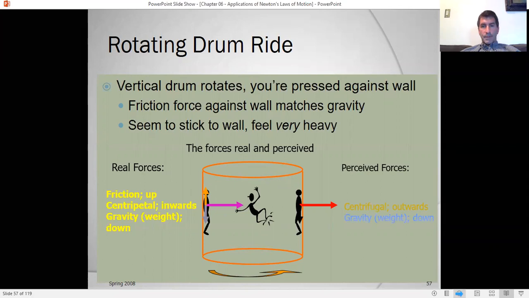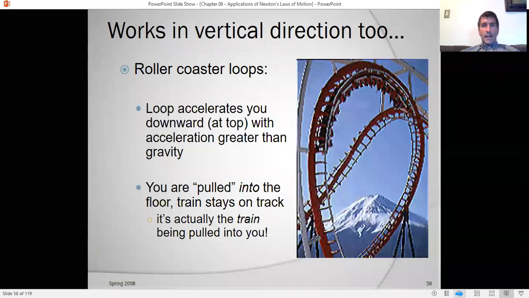Okay, so perceived forces: centrifugal force doesn't exist. That's actually us pushing on the sides of the wall. And we'll talk about that more later on. And then, of course, we can feel gravity trying to pull us down. Okay, let's do some more.